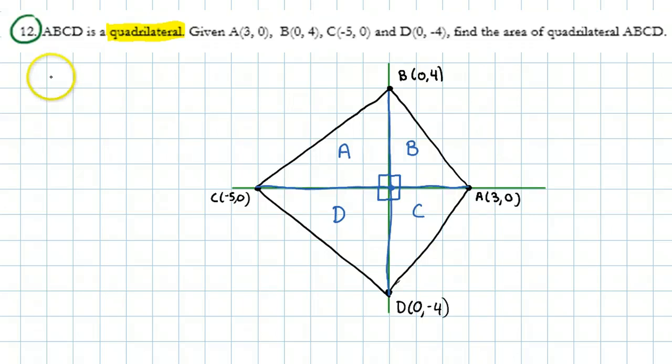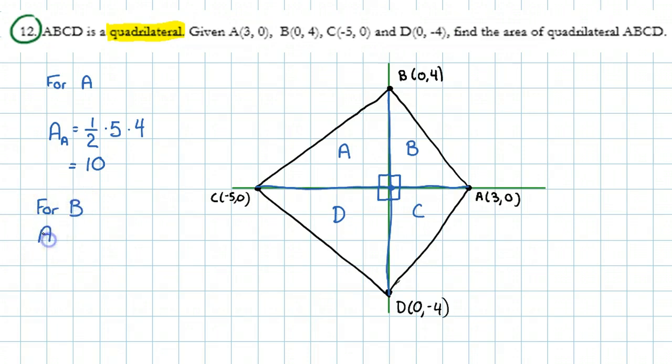So for A, let's say the area of A is going to be 1/2 the base times the height. So the base here is 1, 2, 3, 4, 5 times the height 1, 2, 3, 4. And this is going to give me a total area of 10 units squared. Okay, let's do B.